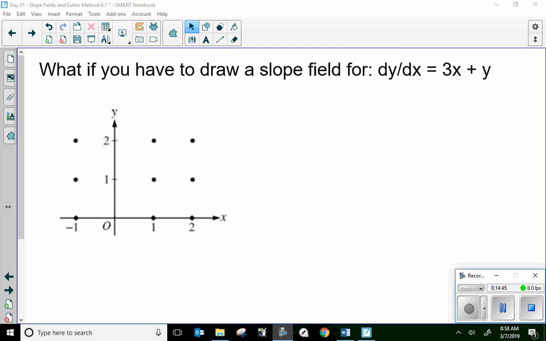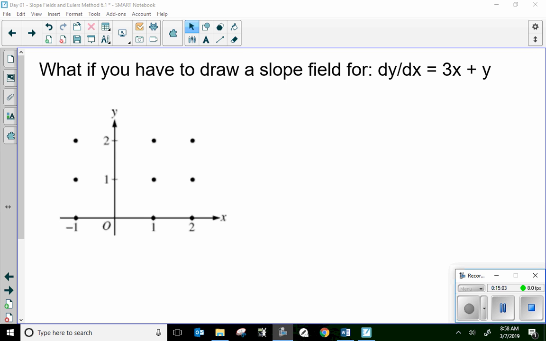The pièce de résistance. What if we have to draw a slope field? This is what we've been building to right now. My dy/dx, which stands for derivative, which is the same thing as slope, is 3x + y.